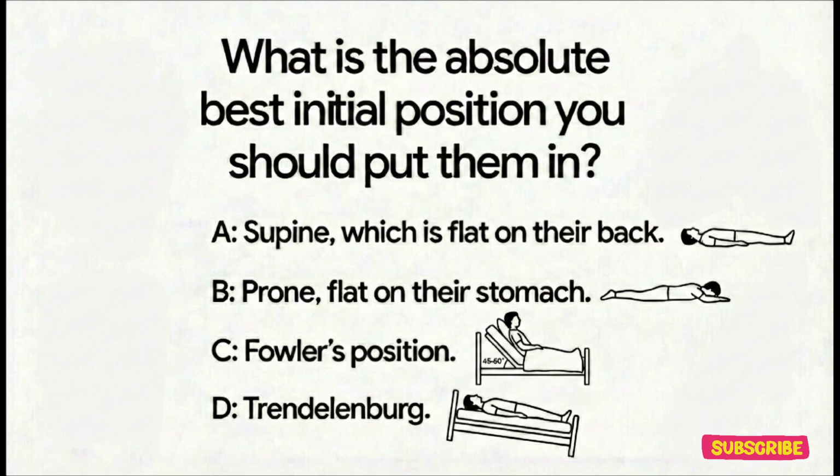Okay, time for a scenario. Let's put this into practice. Your patient is having a hard time breathing. What is the absolute best initial position you should put them in? A, supine, which is flat on their back, B, prone, flat on their stomach, C, Fowler's position, or D, Trendelenburg. What's your first move going to be?